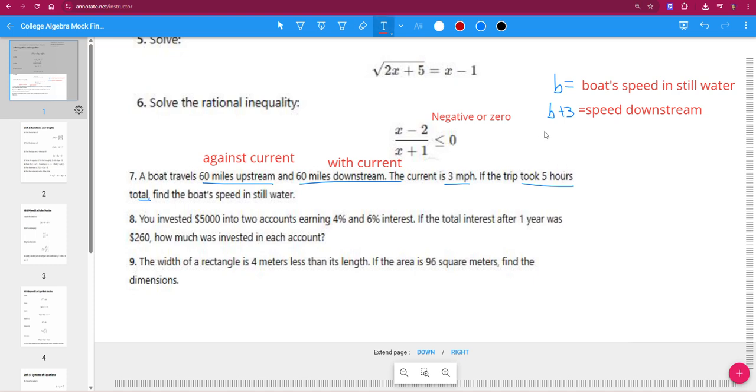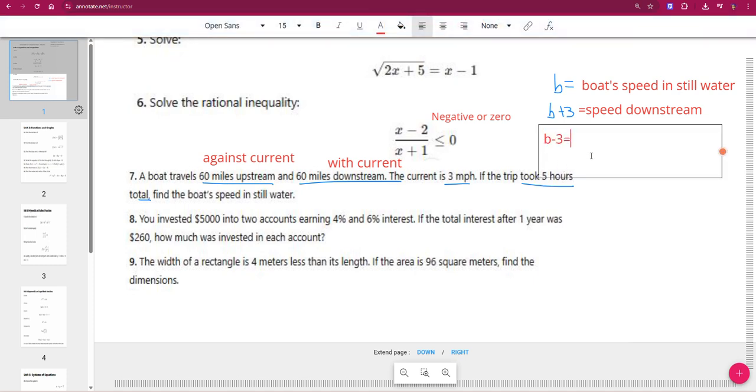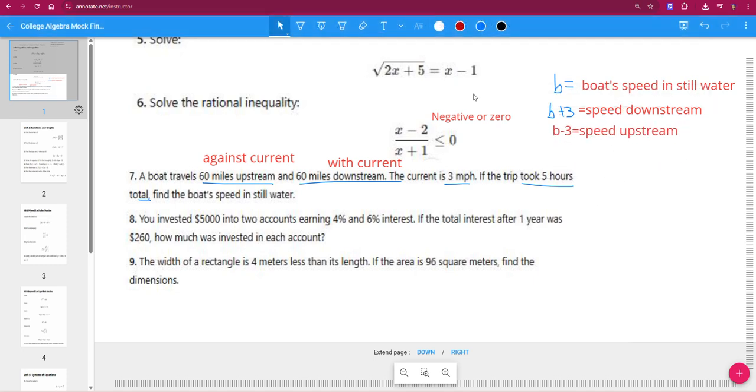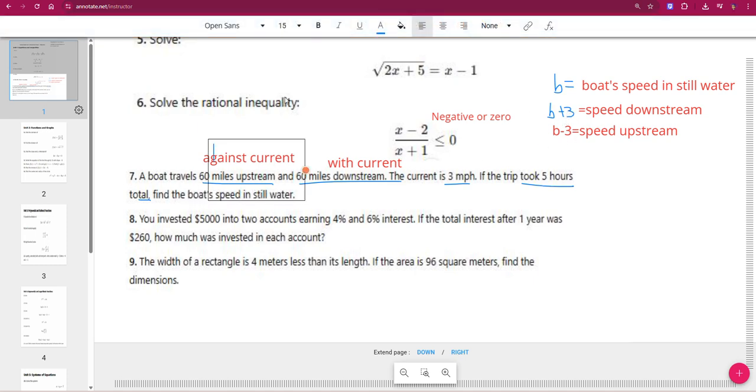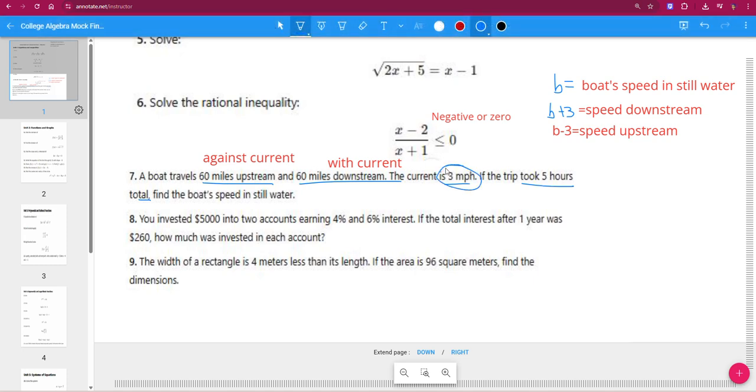And B minus 3 is the speed upstream. Where I'm getting this from is the speed upstream means that I'm fighting against the current. So the 3 miles an hour here is like pushing back against my boat.